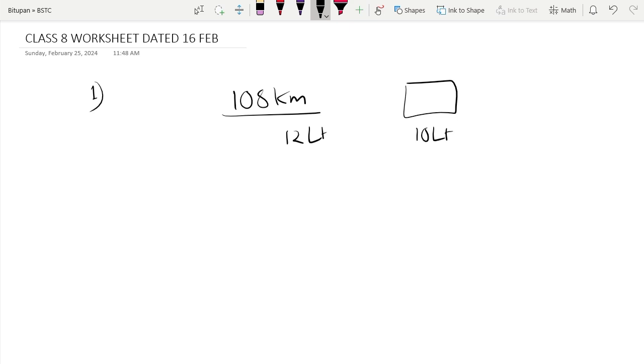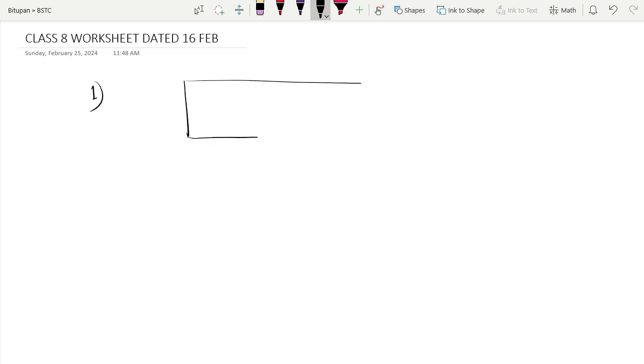So you know this question is from direct and inverse proportion. So in those questions, what we do, usually we draw a table. Let us draw this table and let us divide it into three columns. In first column we'll write distance, and in the second box we'll write petrol.